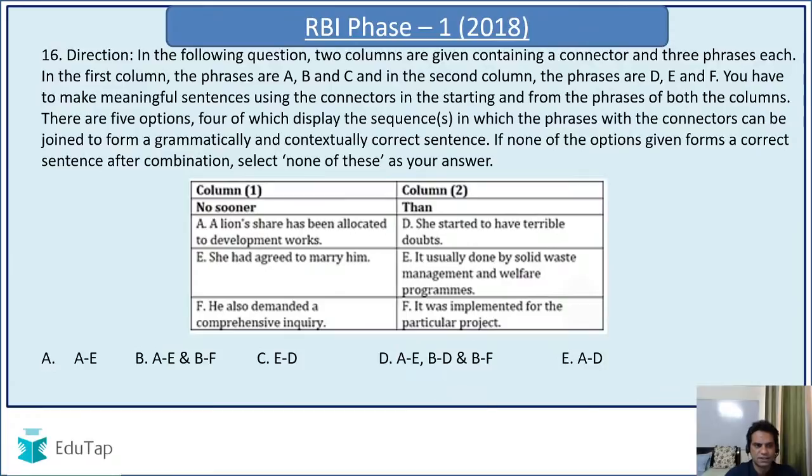All right, guys. Let's look at question number 16 and another question on a similar pattern. But the opening statement here is "no sooner" and the connector is "than". So let's read the sentences and try to connect them. A lion's share has been allocated to development works. No sooner she had agreed to marry him. No sooner he also demanded a comprehensive inquiry. Then she started to have terrible doubts. It is usually done by solid waste management and welfare programs.